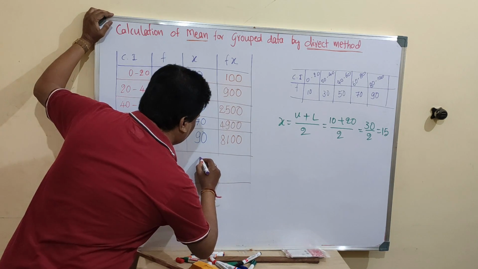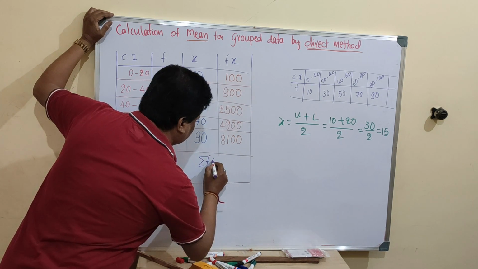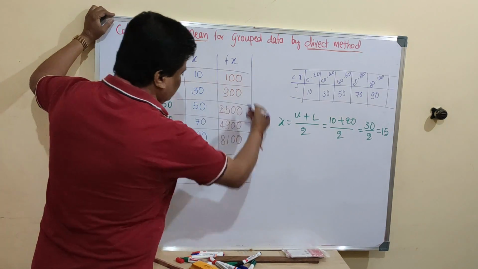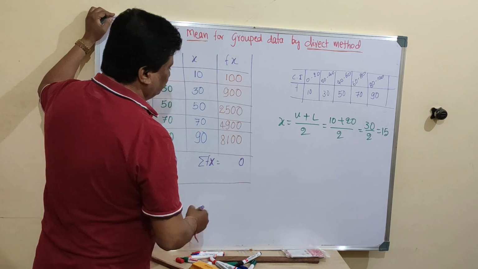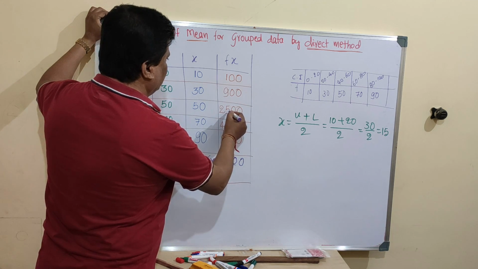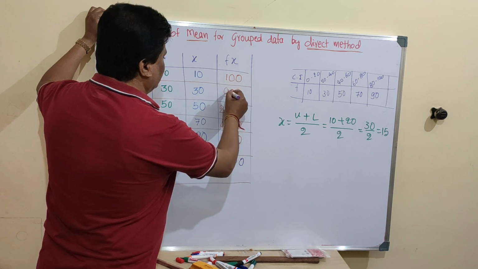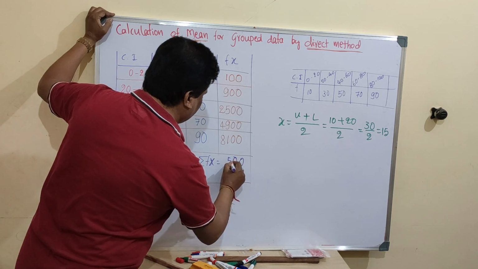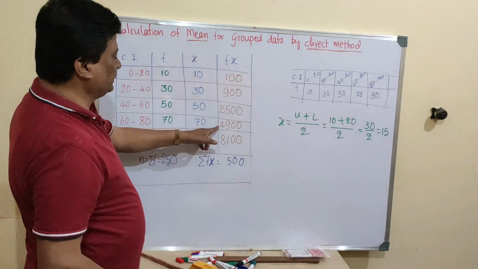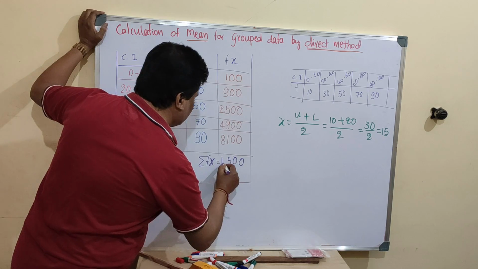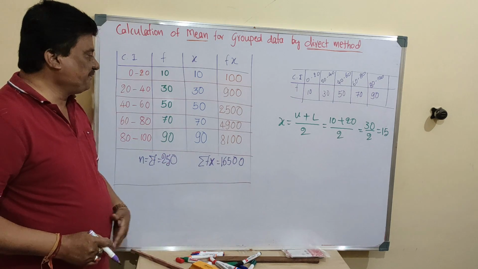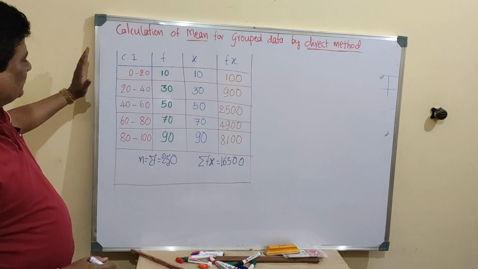Then we want to calculate sigma fx. Adding 100, 900, 2500, 4900 and 8100, we get 16,500. I hope you have understood these steps.